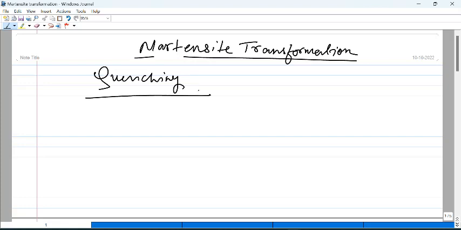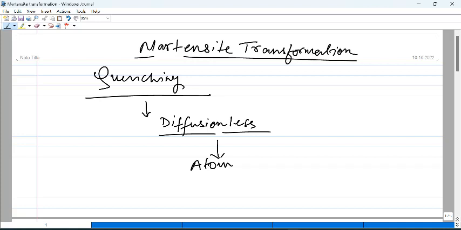So in this quenching process, as I said, this is occurring without diffusion. So this transformation of austenite to martensite is also referred to as a diffusionless transformation. And therefore, as I said, we need to understand how the atoms would rearrange to give rise to a new crystal structure belonging to the martensite phase.